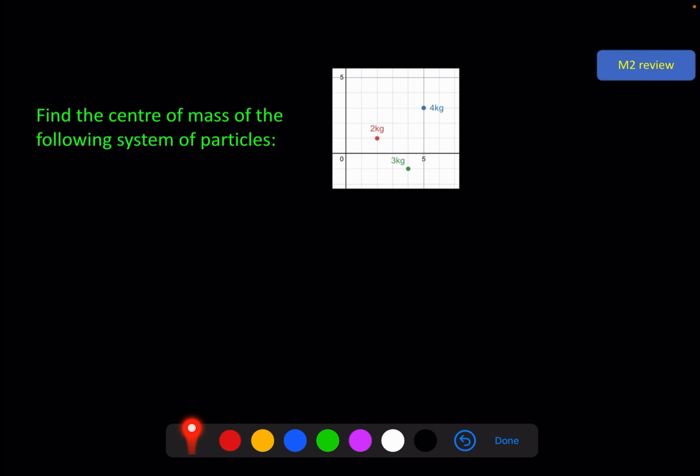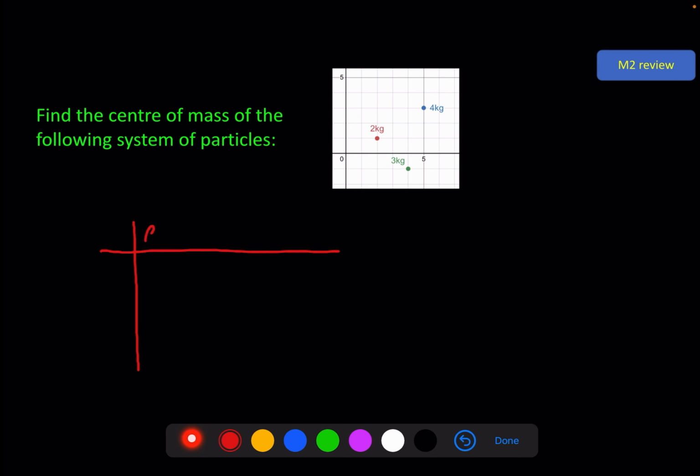Hello and welcome to the first video of the M3 chapter, Further Centers of Mass. Here is an M2 question on the screen to review a key point that we're going to use in this chapter. Find the center of mass of the following system of particles. The method from M2 that I want to emphasize here is the table that we used.